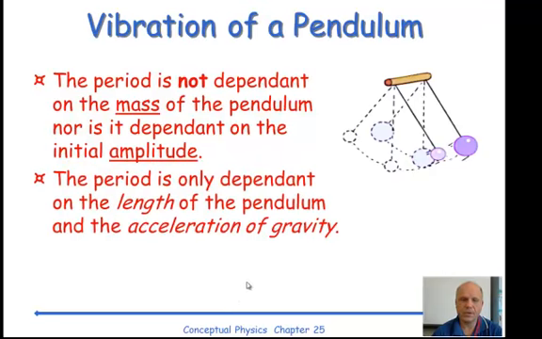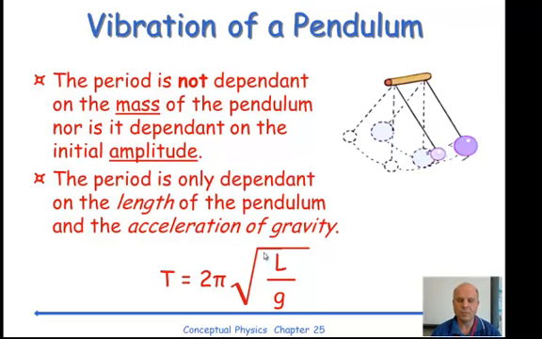Period is only dependent on the length of the pendulum and the acceleration of gravity, so 9.8 meters per second squared, of course. This equation gives you the ability to measure period T, which, if you remember, is how long a pendulum takes to swing. So you have the length divided by the gravity, use the square root, times 2 pi, and it gives us T.